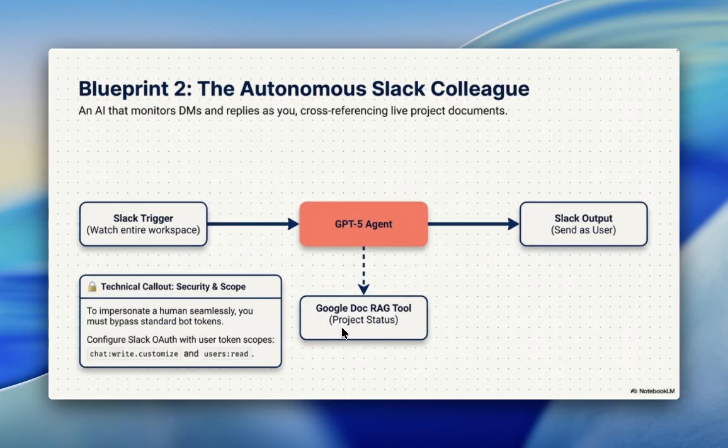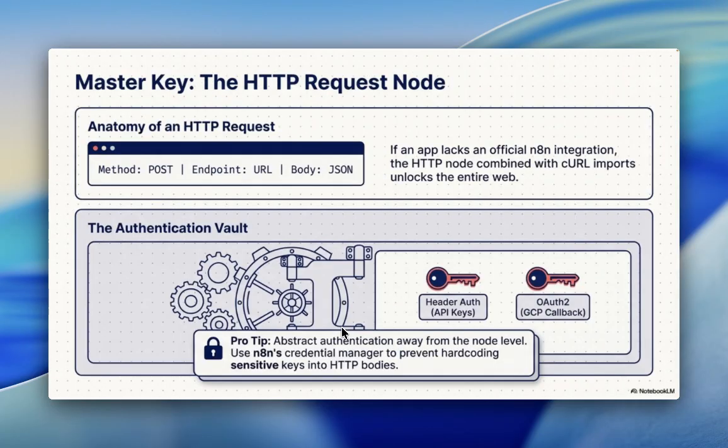Blueprint 2, the autonomous Slack colleague, an AI that monitors DMs and replies as you, cross-referencing live project documents. Slack trigger watches the entire workspace. GPT-5 agent, Slack output sends as a user. Google Doc RAG tools, project status. Technical callout: security and scope. To impersonate a human seamlessly, you must bypass standard bot tokens. Configure Slack auth with user token scope: chat:write, customize, and users:read.